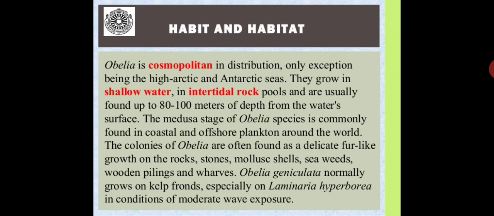The medusa stage of Obelia species is commonly found in coastal and offshore plankton around the world. The colonies of Obelia are often found as a delicate fur-like growth on rocks, stones, molluscan shells, seaweeds, wooden pilings, and weirs. Obelia geniculata normally grows on kelp fronds, especially on Laminaria hyperborea in conditions of moderate wave exposure.